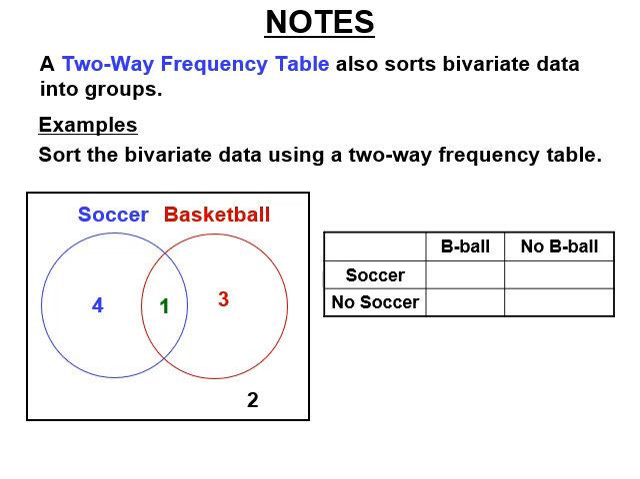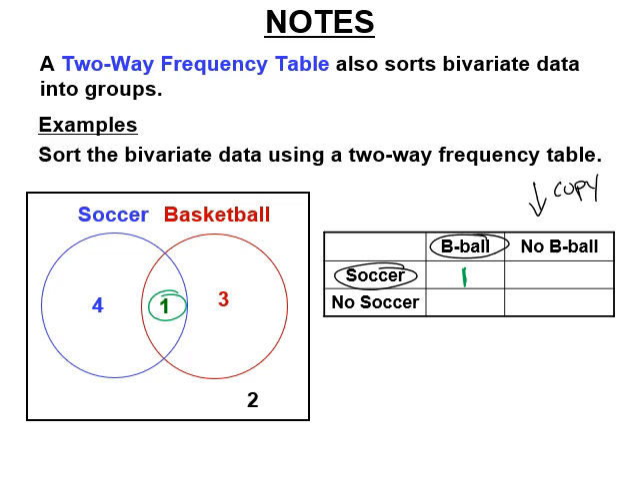Another way to sort data is to use a frequency table. And this is a two-way frequency table. So you're going to copy this table down. And we're going to take the Venn diagram we just made and put it in that. It's showing the exact same thing, just in a different way. So we're looking for people who played both soccer and basketball. And the people who played both is this one right here, was 1.